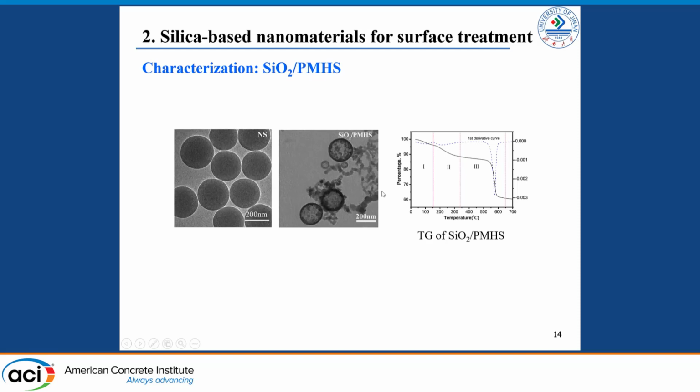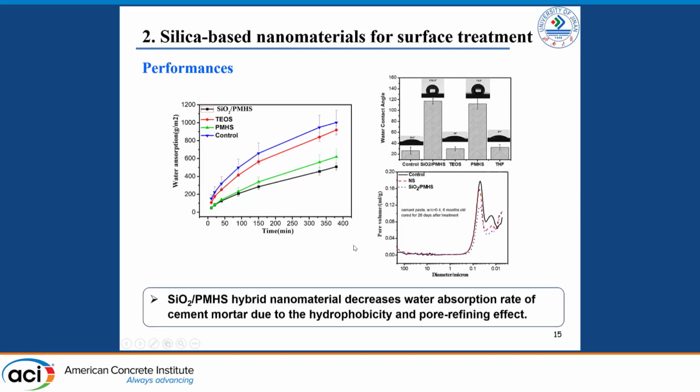So this kind of hybrid material can be characterized by thermogravimetry, and we can see the detachment of the PMHS, an organic component, from the inorganic silica nanoparticles. So this can be used to characterize the content of the material.